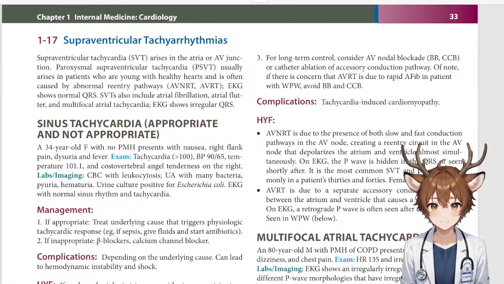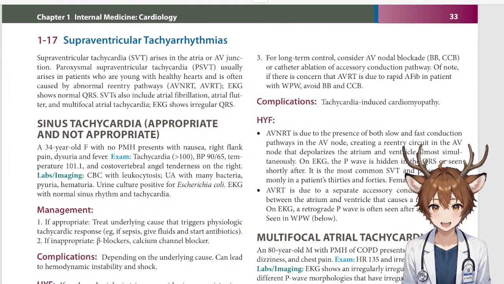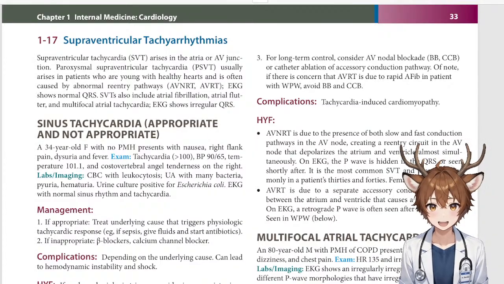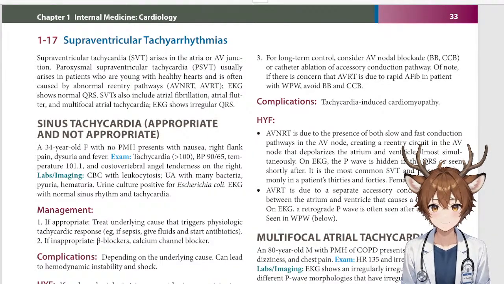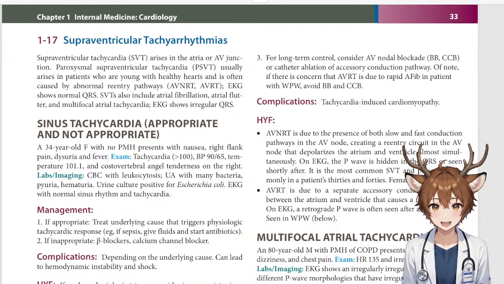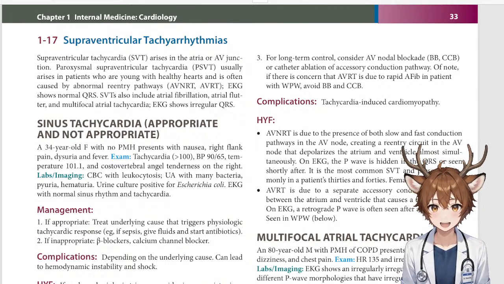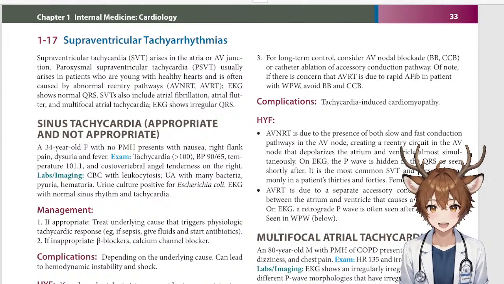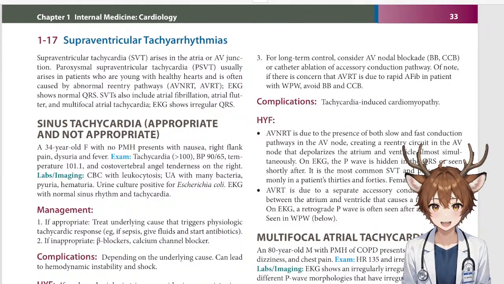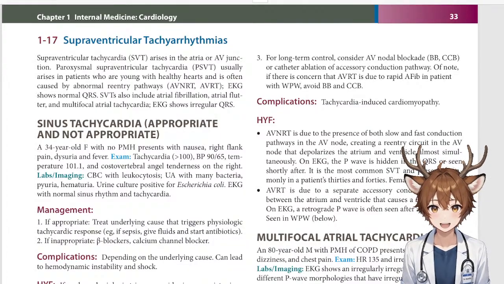So supraventricular tachyarrhythmias. This is probably going to be a mouthful in my opinion. So supraventricular tachycardia, SVT, arises in the atria or AV junction. Paroxysmal supraventricular tachycardia, PSVT, usually arises in patients who are young with healthy hearts and is often caused by abnormal reentry pathways, AVNRT, AVRT. EKG shows normal QRS. SVTs also include AFib, atrial flutter, and multifocal atrial tachycardia. EKG shows irregular QRS.